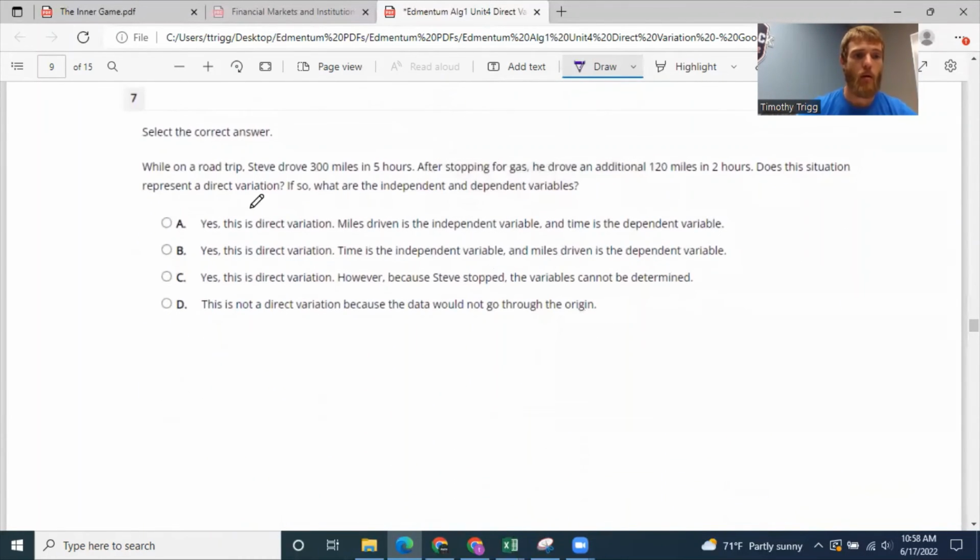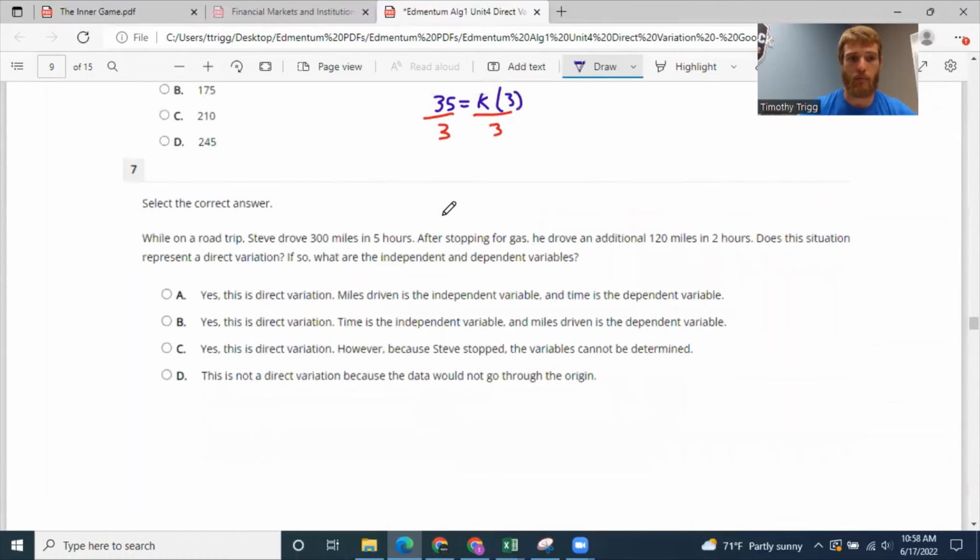Okay. While on the road trip, Steve drove 300 miles in 5 hours. After stopping for gas, he drove an additional 120 miles in 2 hours. Does the situation represent direct variation? If so, what are the independent and dependent variables? Okay, let's see. So we're going to say 5, 300. Notice I'm putting time as my x coordinate. Generally speaking, you want your time variable to be your independent variable, the x coordinate. So we have 5, 300 and 2, 120.